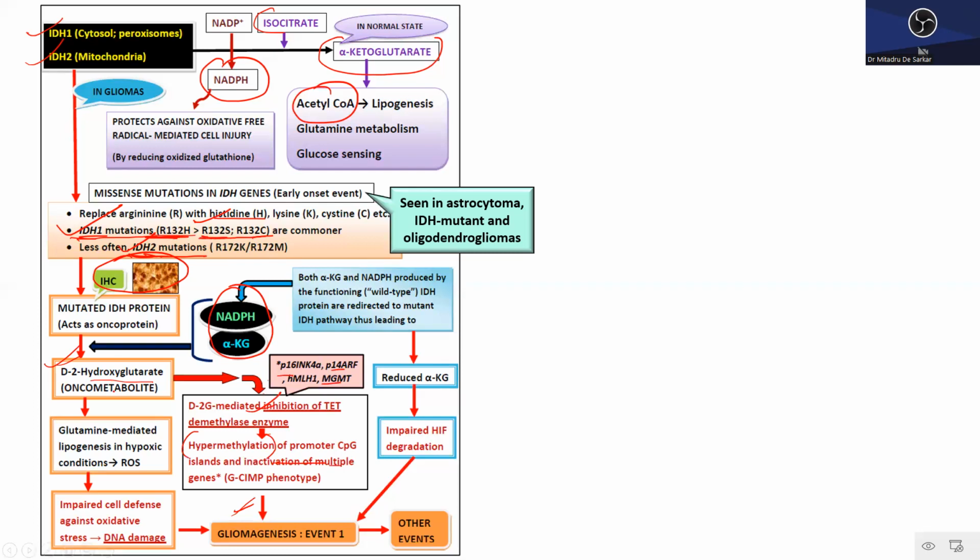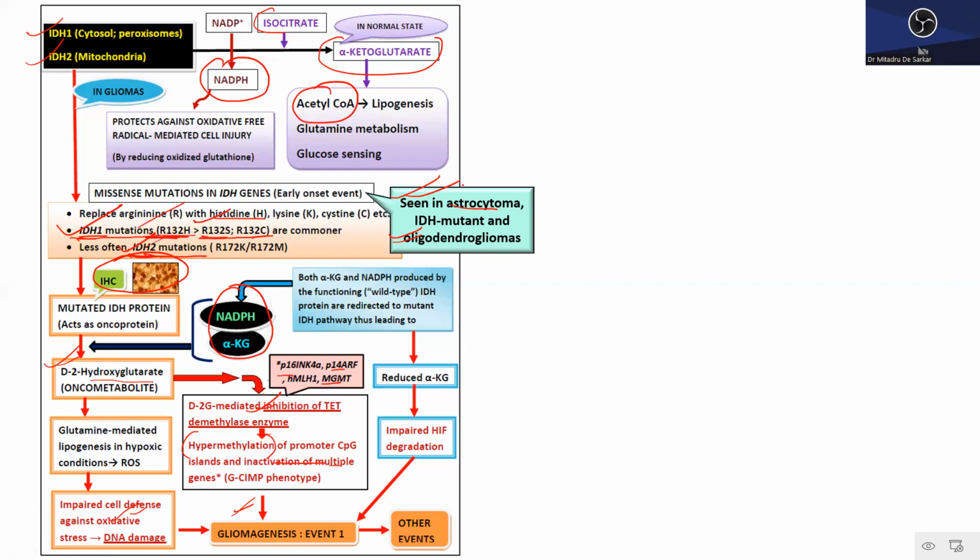And also importantly, this oncometabolite results in increased DNA damage. I mean, it results in loss of the cell's ability to recover from this DNA damage. So this is event number 1, and this event is seen in the case of IDH mutated astrocytomas and oligodendrogliomas. So both of these tumor categories share IDH mutations. These most often are in IDH1 in the form of R132H mutations, but sometimes they can be non-canonical mutations within the IDH1 or IDH2 gene.